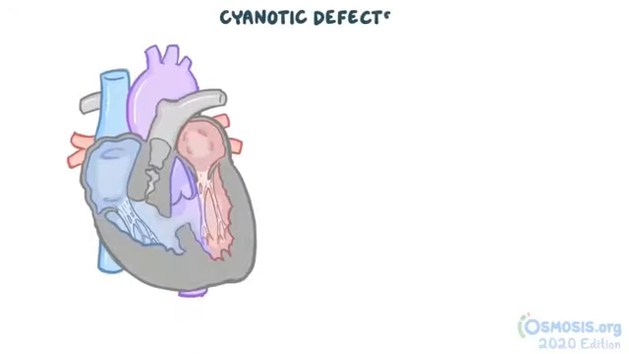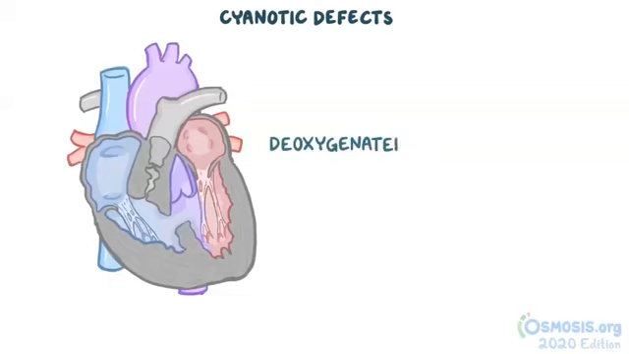In cyanotic defects, there's a defect which allows deoxygenated systemic venous blood to bypass the lungs and return to the body, leading to cyanosis.